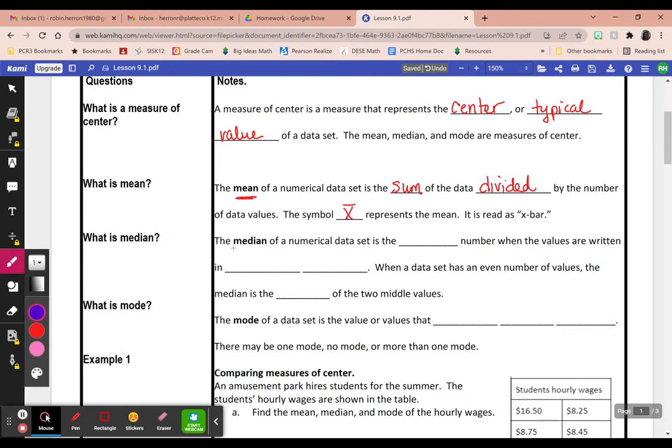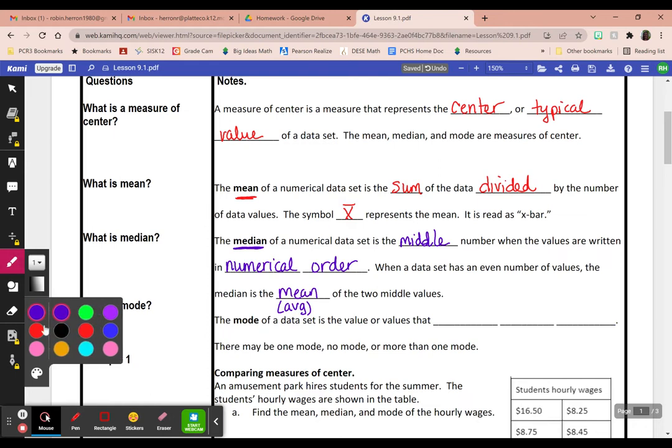Let's do median. Okay. The median of a numerical set is the middle number. And I always like to remember this as when you're driving down the highway, there's a median in the middle of the two roadways. So median's in the middle. And you get this value when the numbers are written in numerical order, so in order from least to greatest. When a data set has an even number of values, the median is the mean or the average of those two numbers in the middle. So you would add them together and divide by 2.